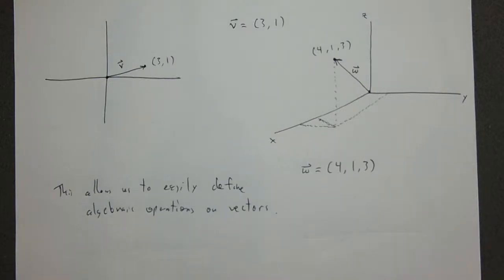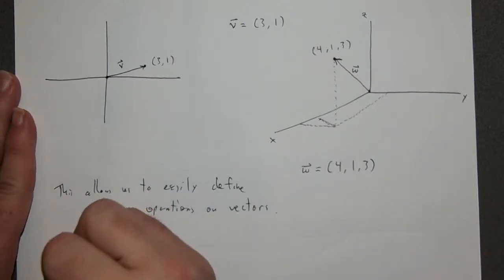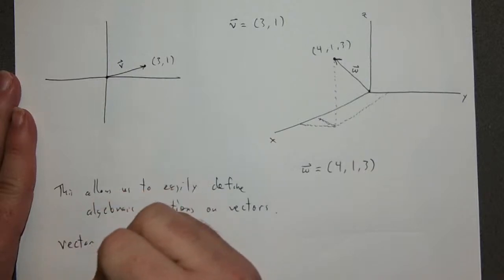So this allows us to easily define algebraic operations on vectors. So we're going to have notions of adding two vectors, subtracting two vectors. When it comes to the question of multiplying, however, it's going to be a little bit trickier. Okay, and so for instance, we have vector addition.